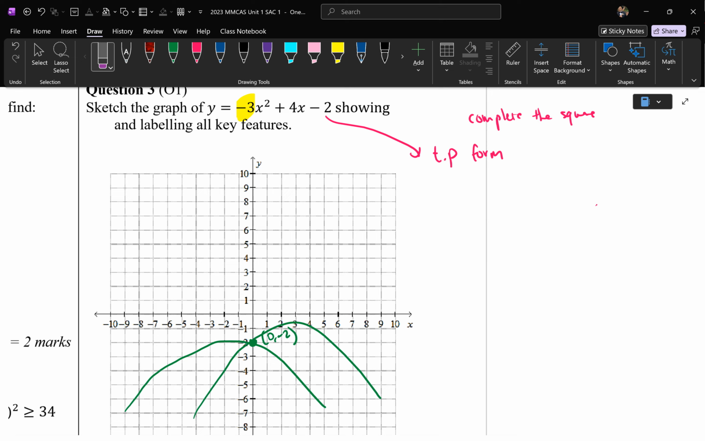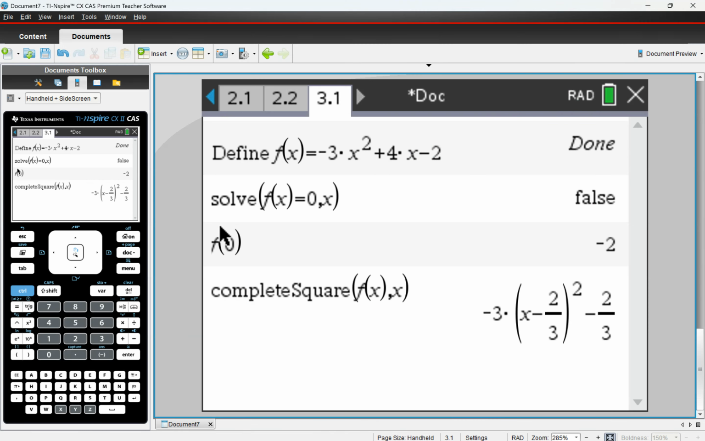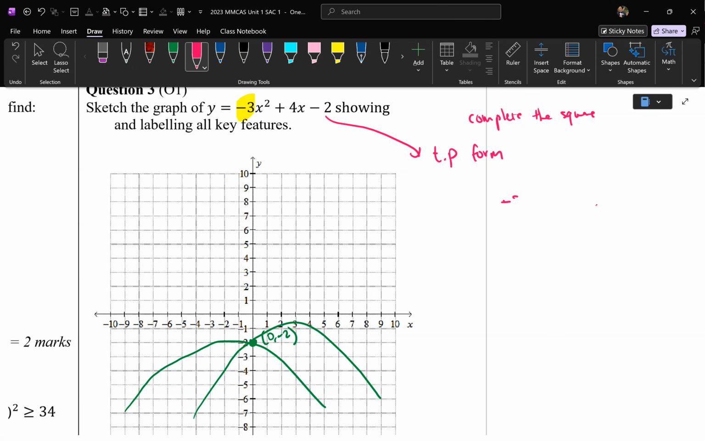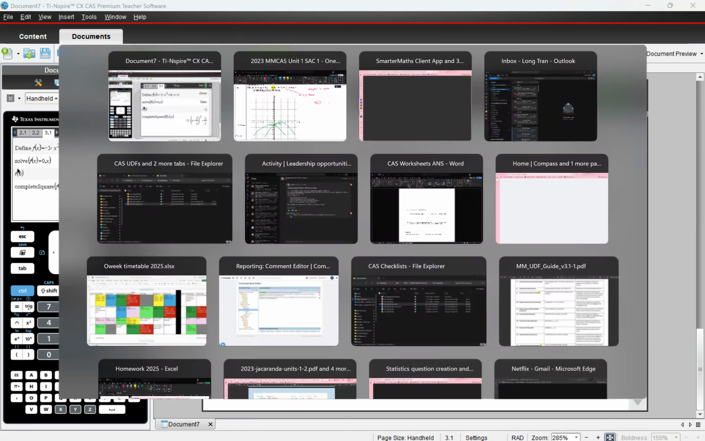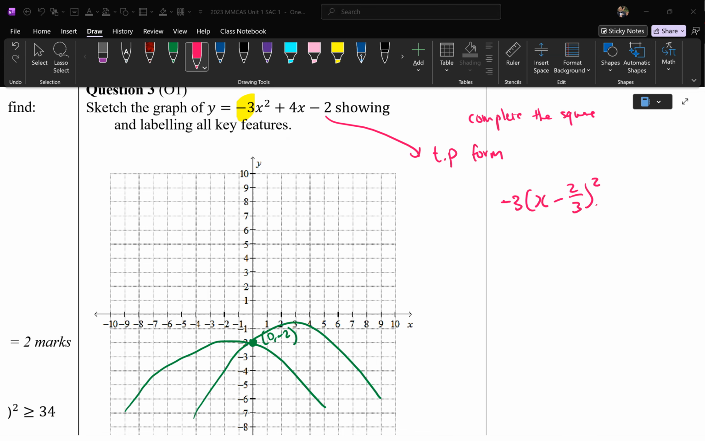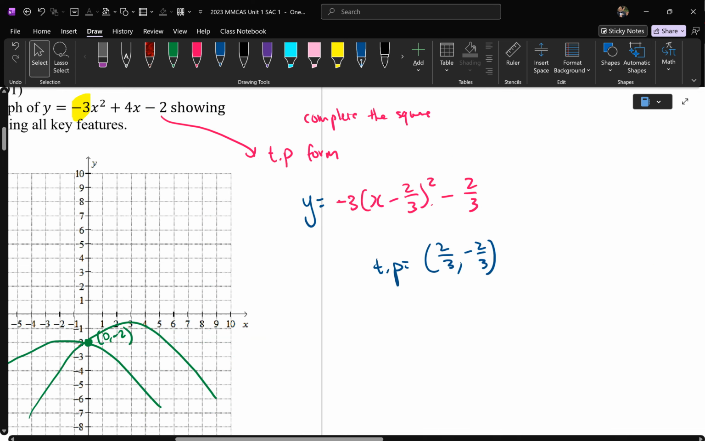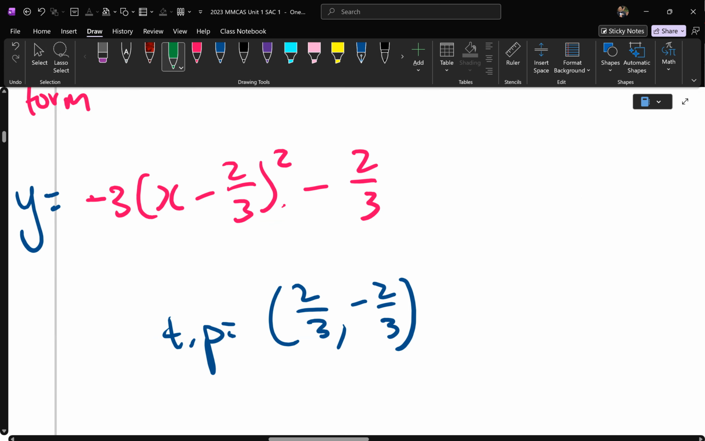All right, let's go back. So completing the square, you got that one there. So if you know how to do it by hand, you can test it. Otherwise, it's by CAS. You should get -3 bracket x minus 2/3 squared minus 2/3. Let's see what you remember. There's a reason why this is called the turning point form. What's the turning point? 2/3? Negative 2/3. Very good. Remember, this tells you up or down. Since it's negative, it's down.